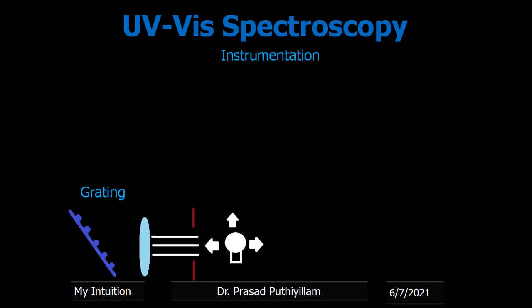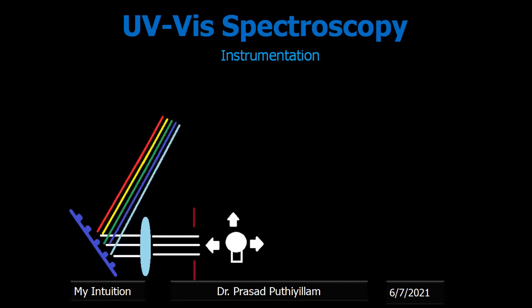We need to separate it into different wavelengths, because different samples absorb light at different wavelengths. Therefore, the grating is used to separate this light into different wavelength radiations. Here it is represented with the colors VIBGYOR, even though ultraviolet does not have color. Therefore, this grating will separate the concentrated light rays into different wavelengths.